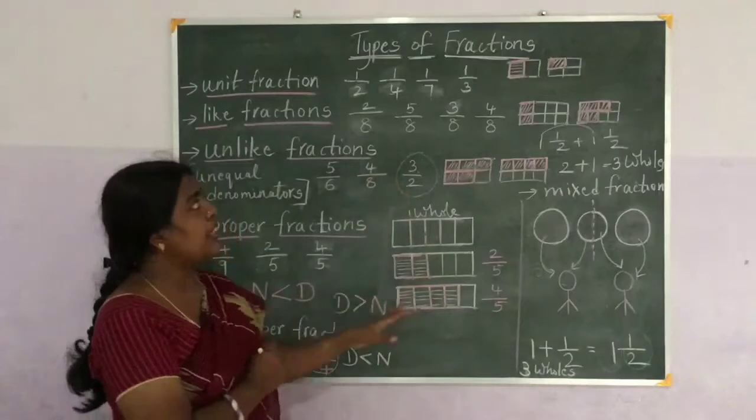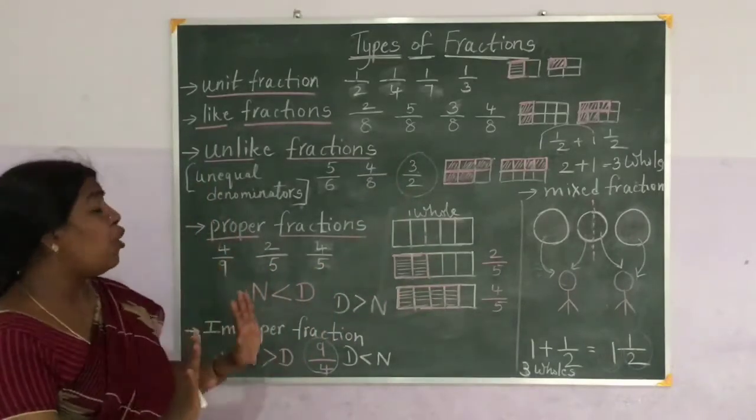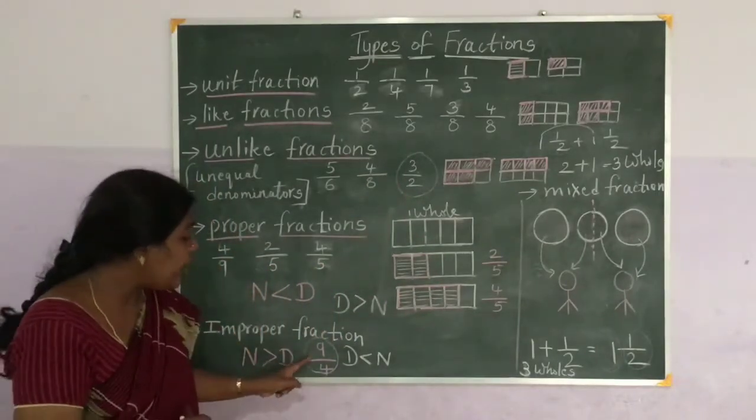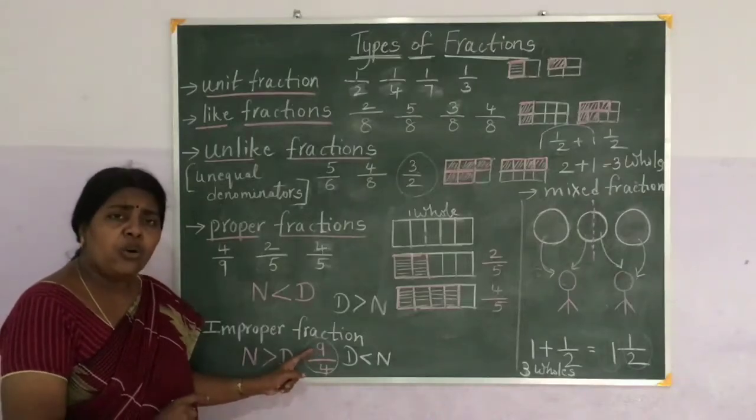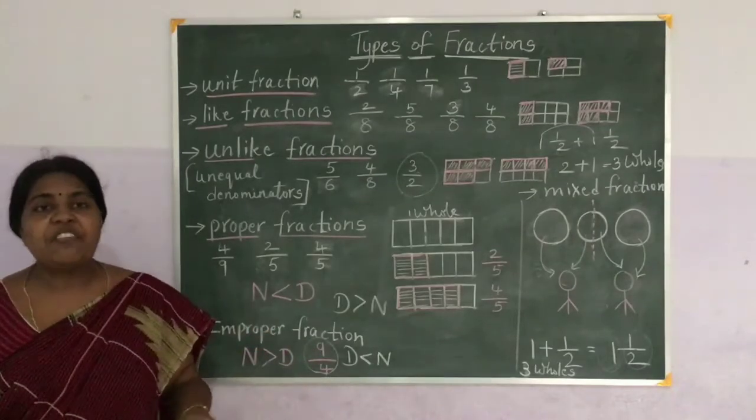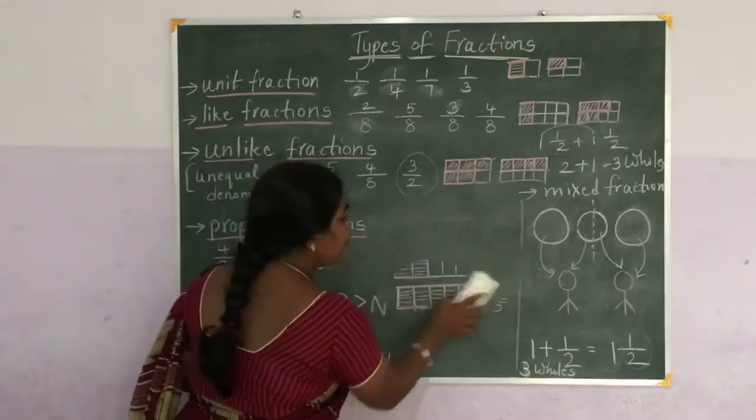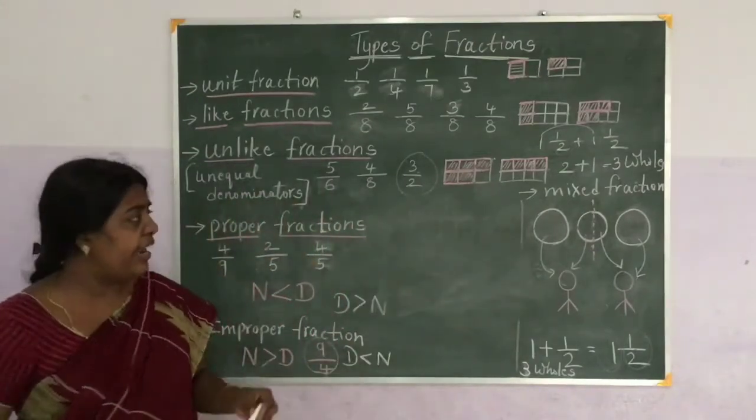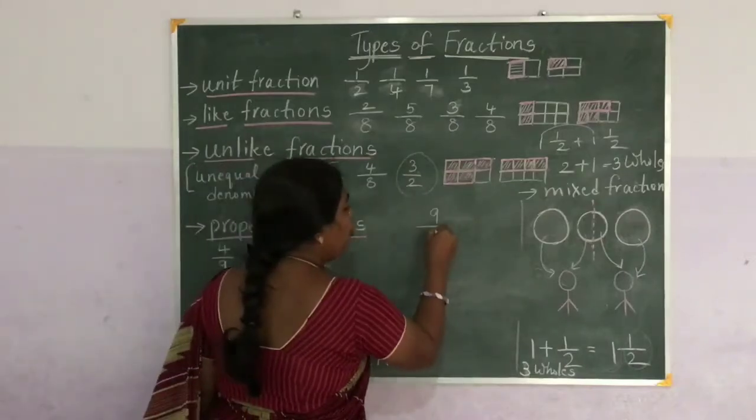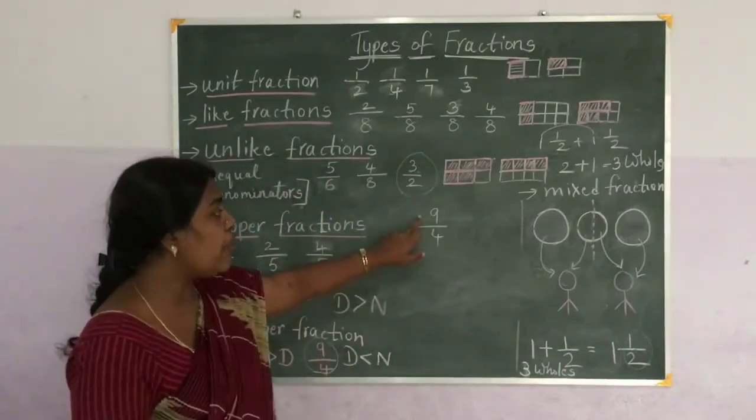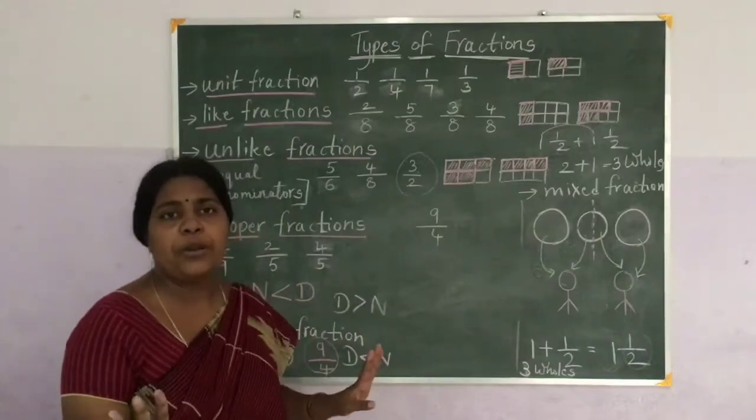So these are the 6 types of fractions. Now here I said, how is 9 by 4 possible? We will see how 9 by 4 is possible. I said 9 by 4 means out of 4 equal parts, 9. It is not possible.